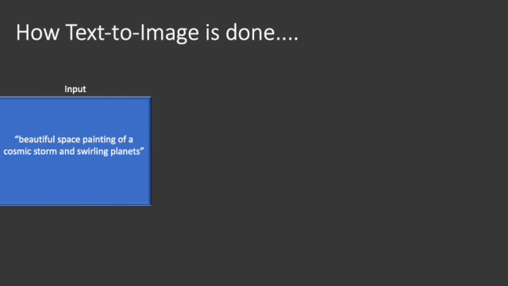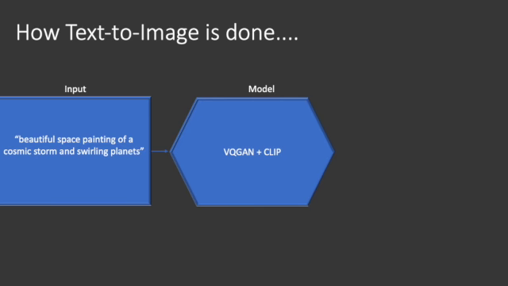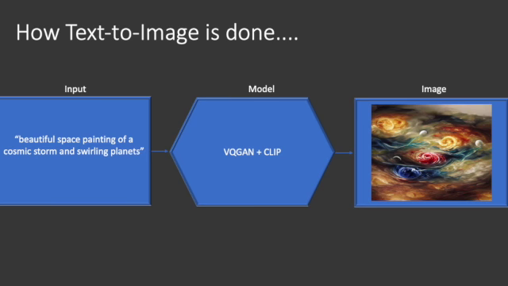So how is this text to image done? You start with an input, some kind of prompt, something you want to see. It feeds into a VQGAN and a CLIP, which are all in our generator model, and then you get output in an image. How is this done specifically?